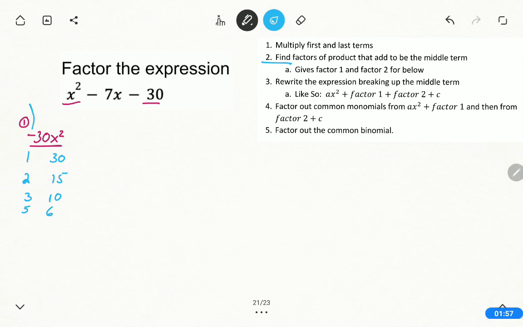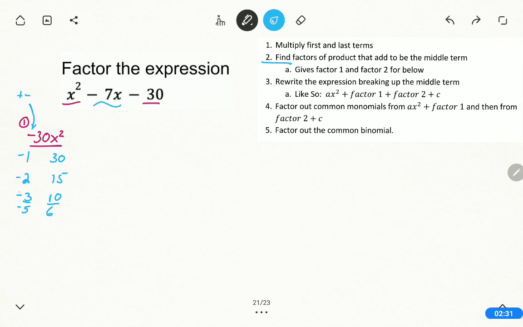Second, since I know it has to multiply to be a negative, I know one's positive and one's negative. So I can think a little bit more in depth about it, but I usually just go like this and make one of the columns negative and work down through from there. Our goal is to add to be negative 7. So negative 1 plus 30, that's definitely not 7. Negative 2 and 15, not 7 either. Negative 3 and 10 is positive 7 if we add them, but we need a negative 7.